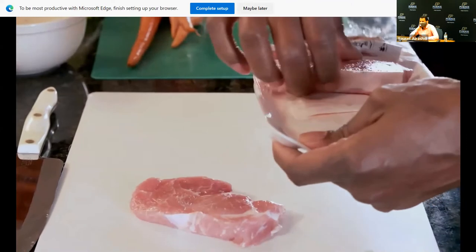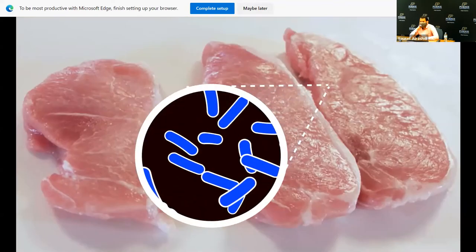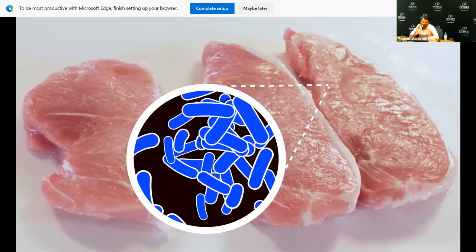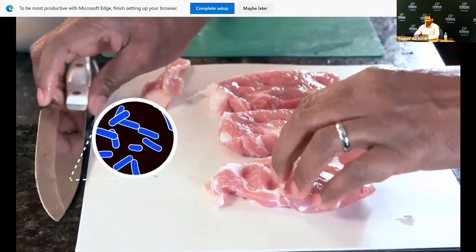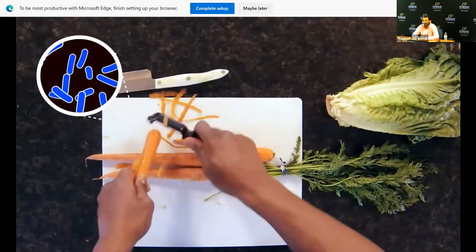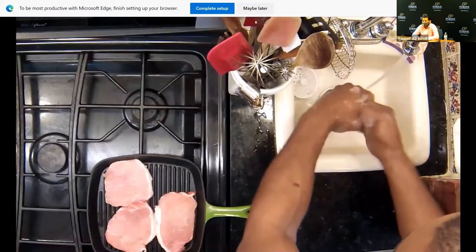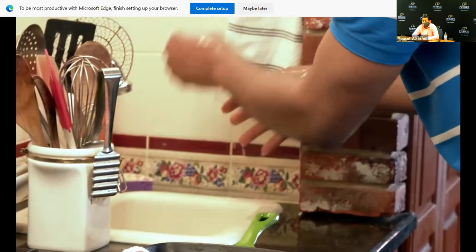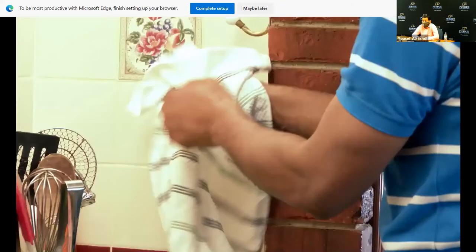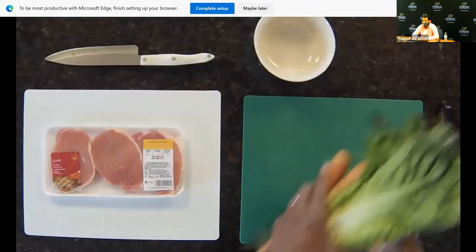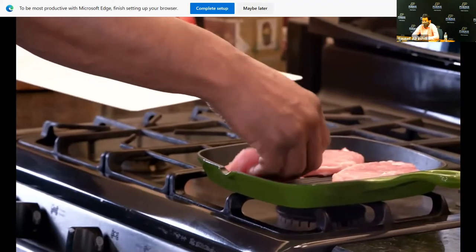Terrence must be very careful when cutting his meat because, though he can't see it, there could be bacteria on this pork. He can spread this bacteria from the meat to his utensils, his vegetables, and his kitchen towel. If he does not wash his hands well after touching the meat, cross-contamination is far more likely. But fortunately for his family, Terrence was careful.